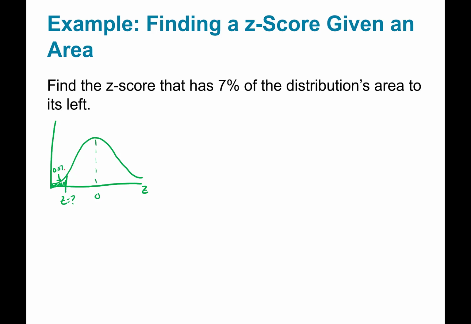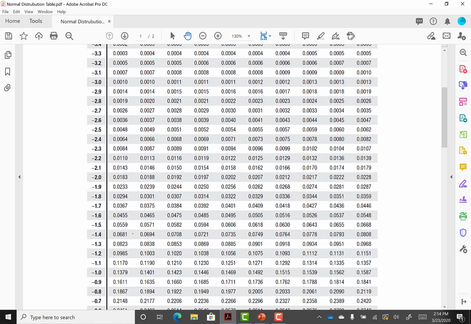So we do the same procedure as before. We look in our table for 7%. Well, the problem is when we're looking on here, we've got a 0.0694, we've got a 0.0708. Those two numbers are close to 0.07, but there is no 0.07 on here. So what we do is we look for those two numbers that are going to be closest to 0.07. So the number immediately below 0.07 on the table and immediately above 0.07 on the table. We look for those two numbers.